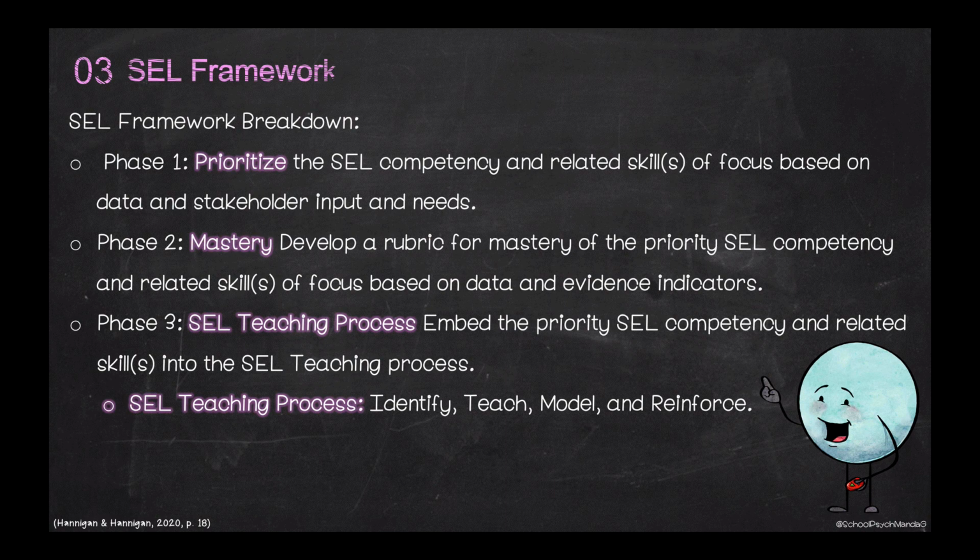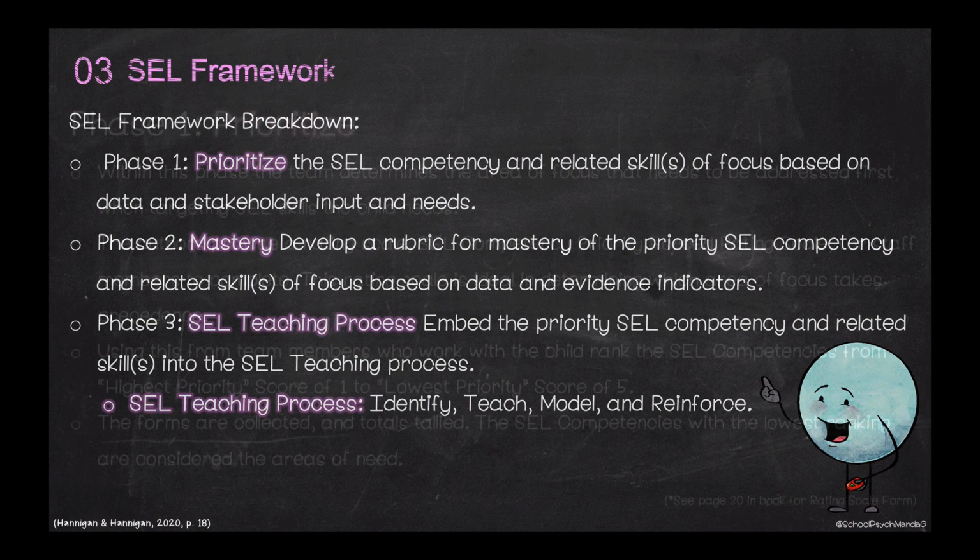Phase 2 is considered the mastery phase, and this is where the authors provide a really helpful rubric that is so easy to use, and the rubric breaks it down into 3 different levels of mastery. This is important because it's going to help you, as the team working with the student, better identify and determine what's the area of focus and what area the student is already demonstrating proficient or independent skills in. Phase 3 is the teaching process, and the authors break the teaching process into separate components: identifying, teaching, modeling, and reinforcing the skill.